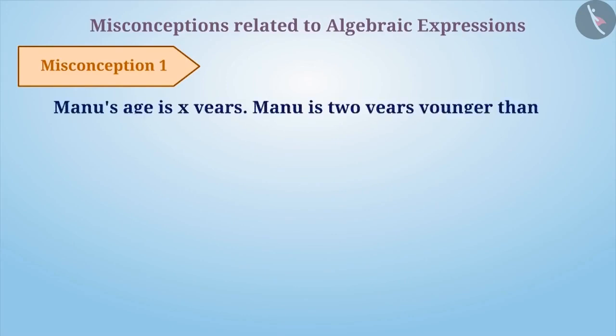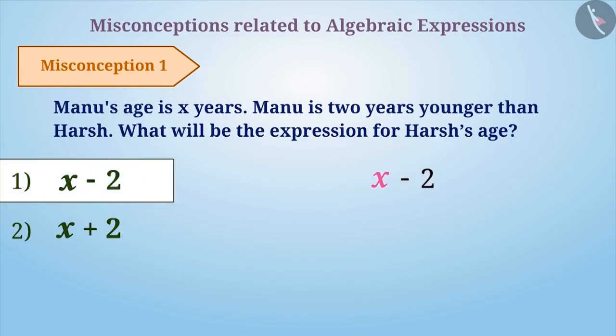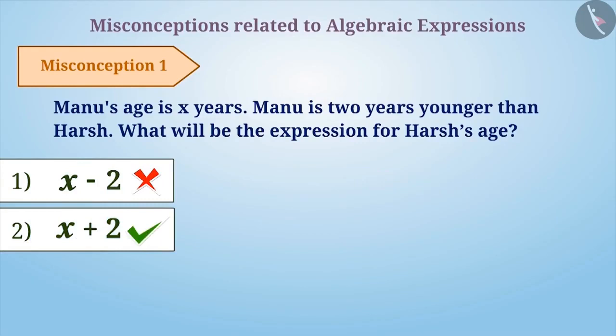Misconception 1. Manu's age is x years. Manu is 2 years younger than Harsh. What will be the expression for Harsh's age? Many times, the information is expressed in the same way as it is read. With this understanding, the answer x minus 2 is obtained, which is the wrong answer. Here, x plus 2 is the right answer. To obtain the correct expression, it is very important to understand the given information.